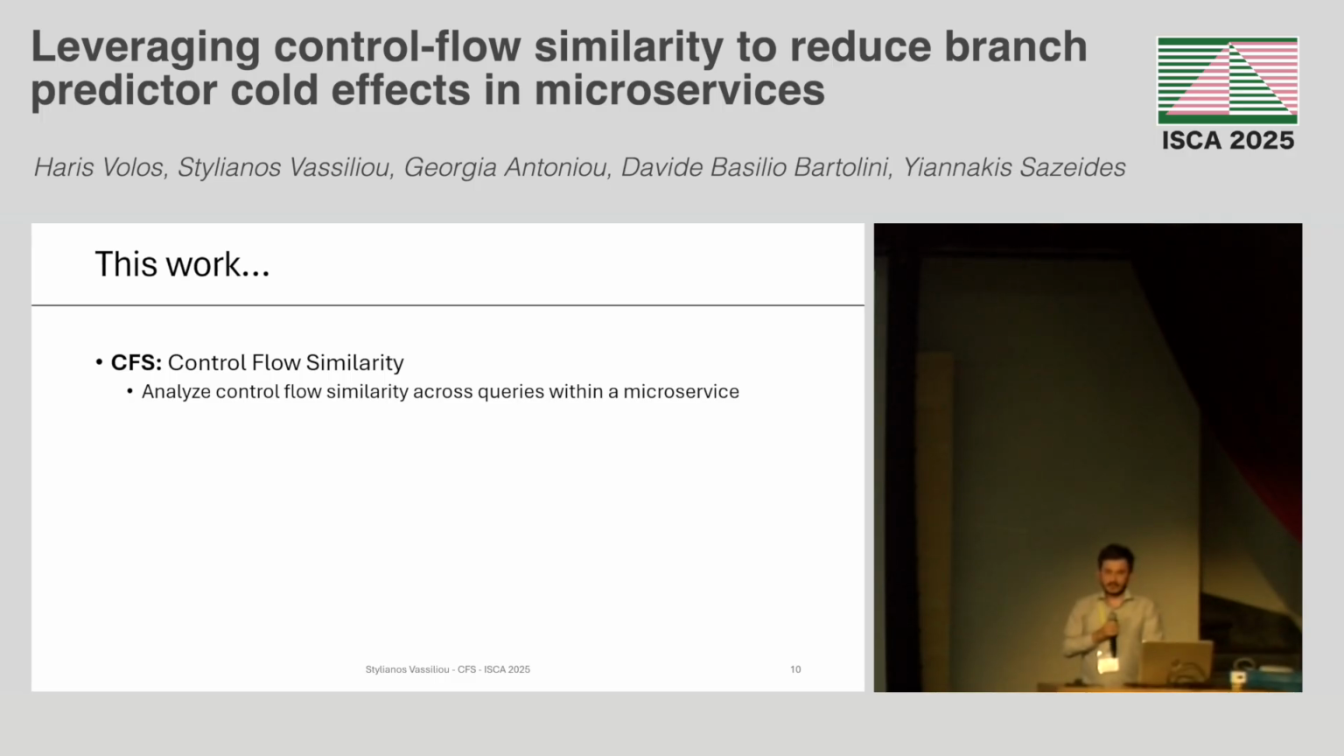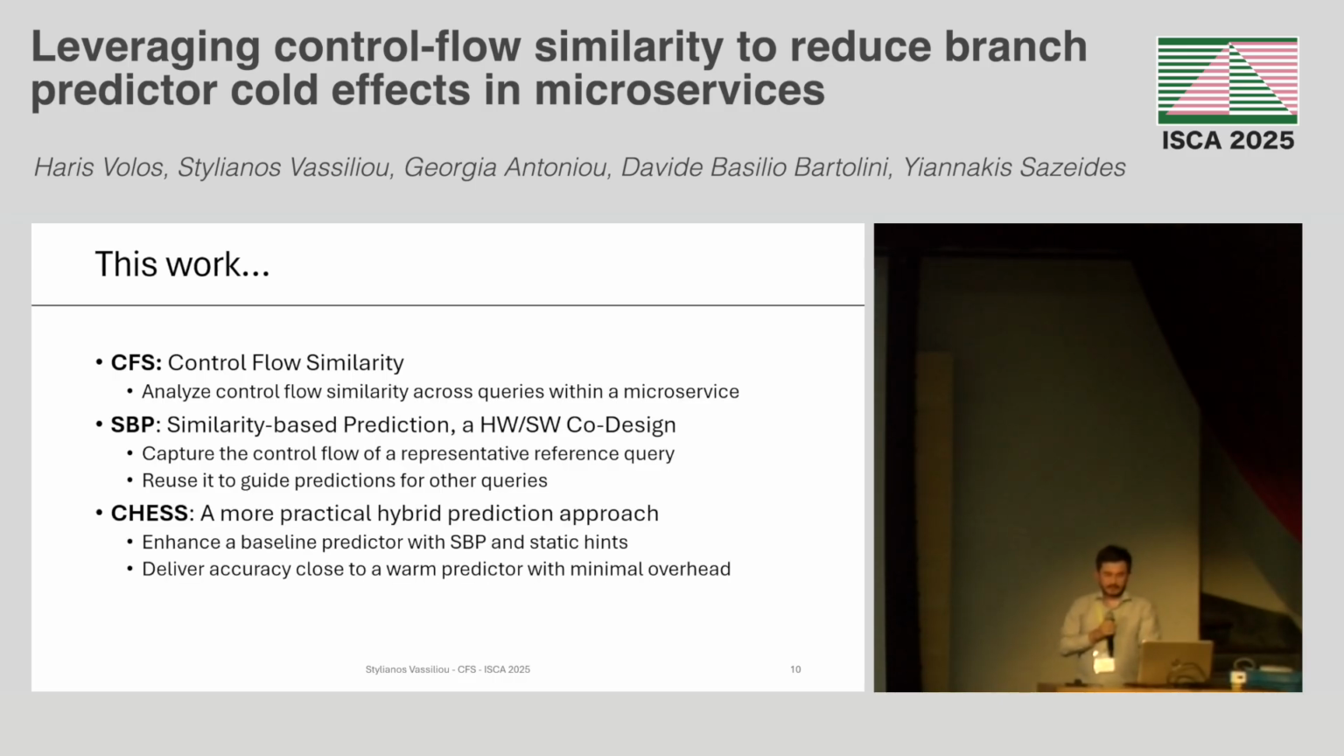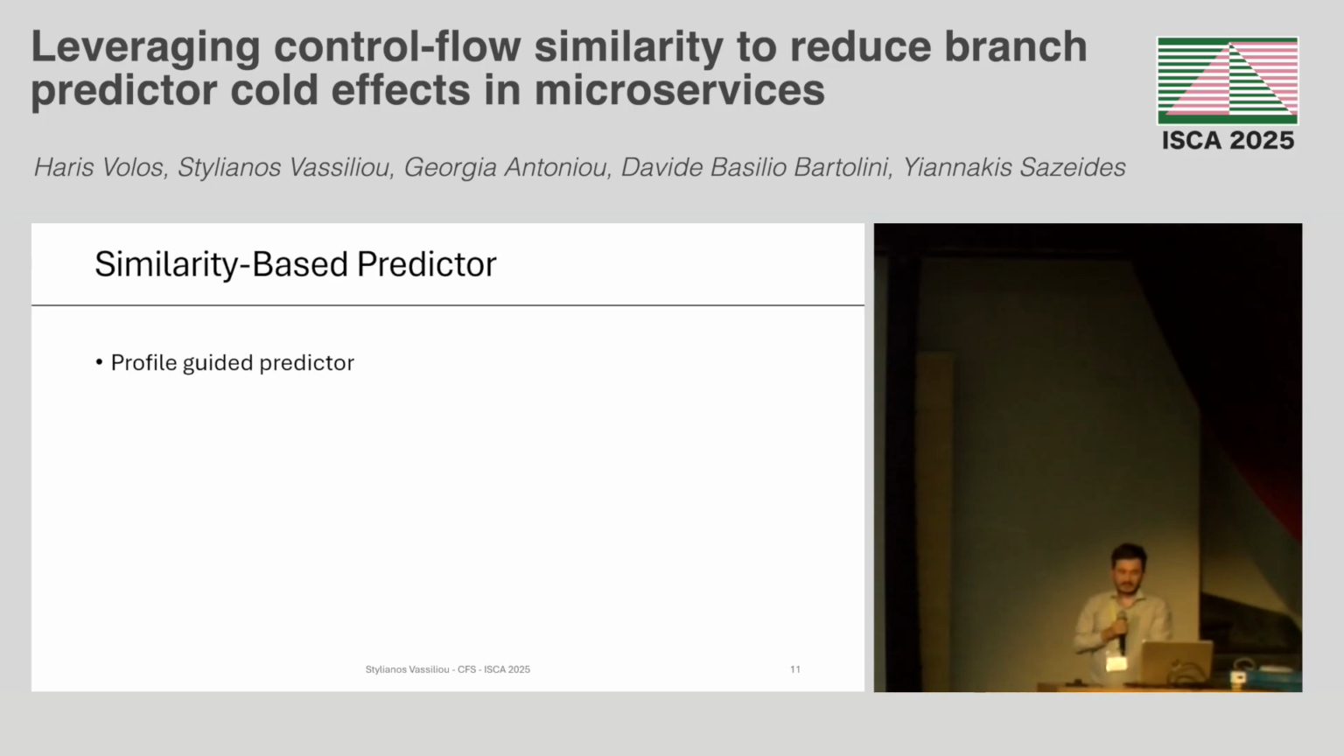In this work, we evaluate the control flow similarity between any two queries of a given microservice. We implement the similarity-based predictor, a hardware-software co-designed predictor that captures the control flow of a representative reference query and reuses it to make predictions for new queries. Then we develop Chess, a more practical predictor that augments a baseline history-based predictor with the similarity-based predictor and a static hint. And we show that Chess approaches the accuracy of a fully warmed-up predictor.